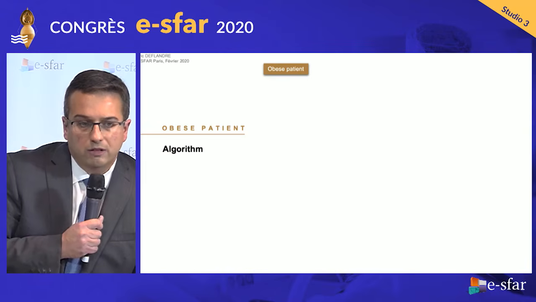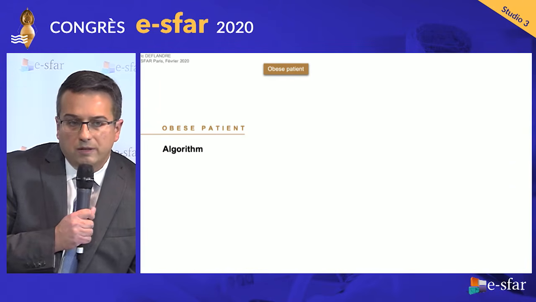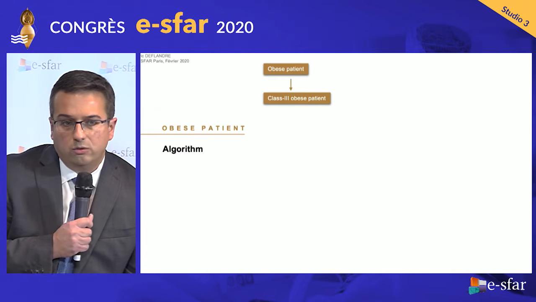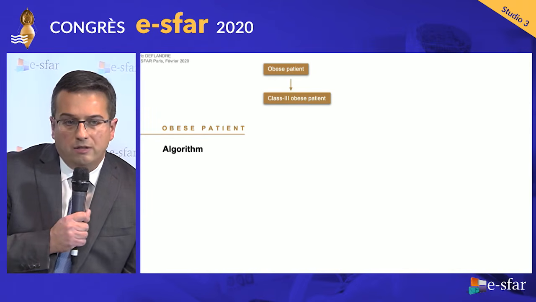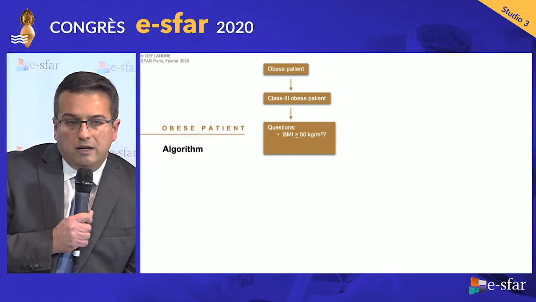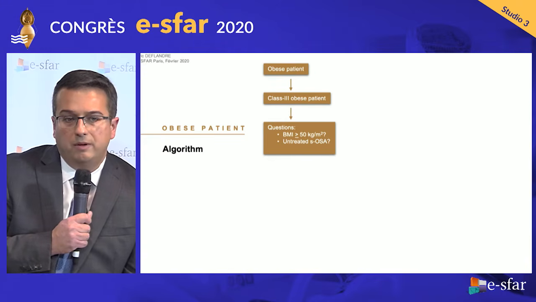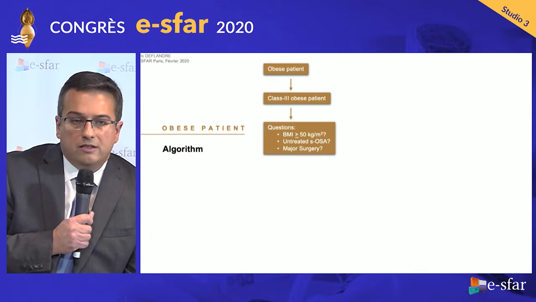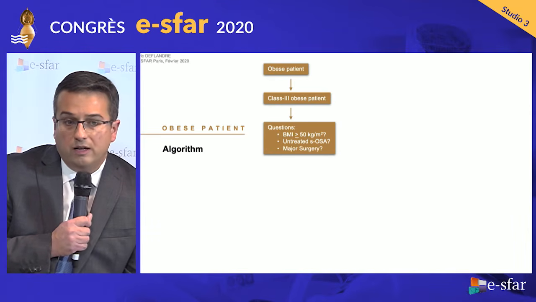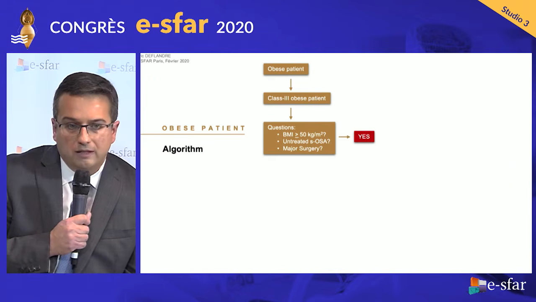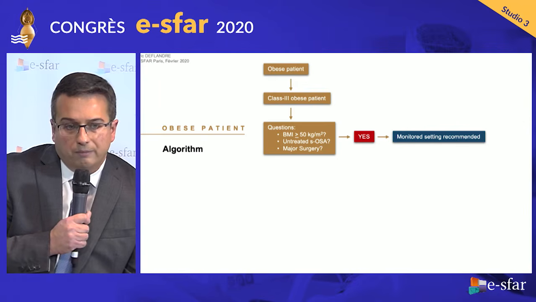So, my algorithm, my conclusion: among obese patients, I only take into account class 3 obese patients. Among them, you have to answer the 3 following questions. Is BMI greater than 50? Has the patient an untreated severe OSA? And is surgery a major surgery? If you answer yes to at least one of these questions, the patient should be placed in a monitored bed.